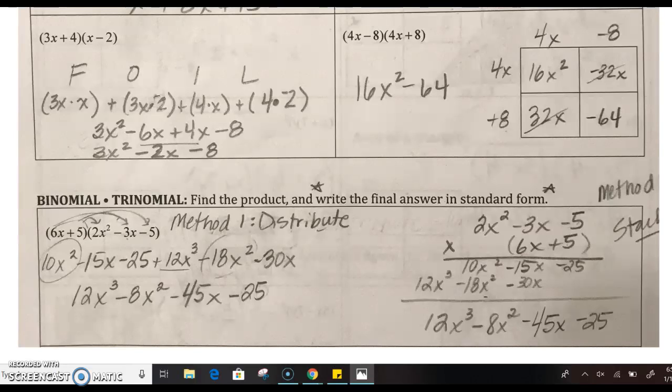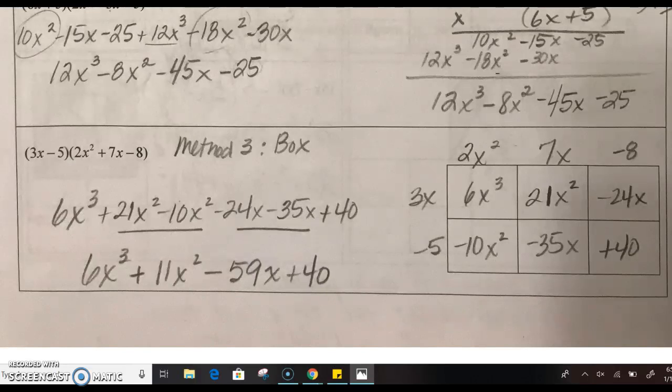So our last method is called the box method. This is very similar to what we just did with a binomial times a binomial. Notice up there, because we were multiplying two terms by two terms, our box was a 2 by 2, so it had 4 boxes. Here, because we're multiplying a binomial times a trinomial, your box would be a 2 by 3, so it's going to have 6 boxes. Generally we'll put the longer one, the 3 terms, across the top.